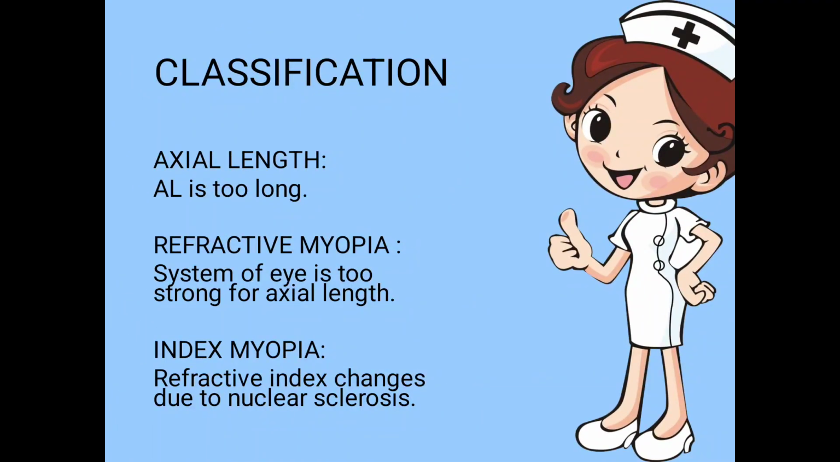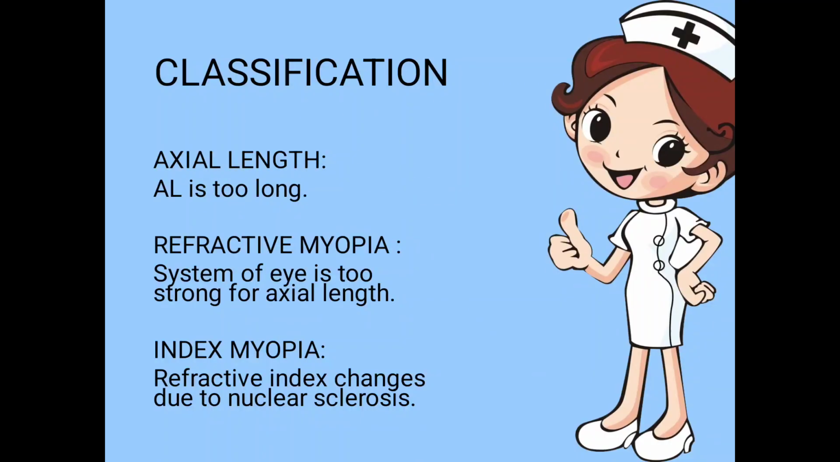And next one, refractive myopia. Refractive myopia means the refractive system of the eye is too strong for the axial length. Because the focal point moves forward, the image is not forming on the retina. Next one is index myopia.